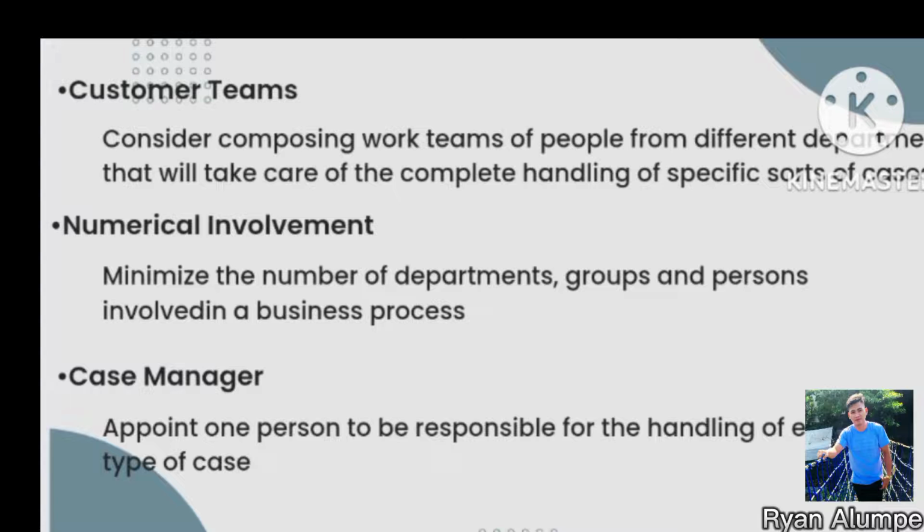Case manager: appoint one person to be responsible for the handling of each type of case. The person called case manager is responsible for a specific order or customer.